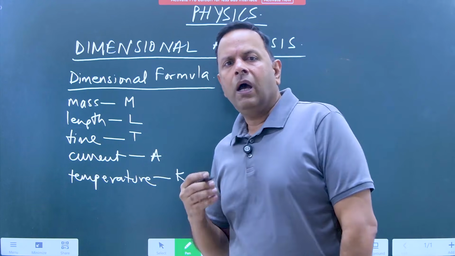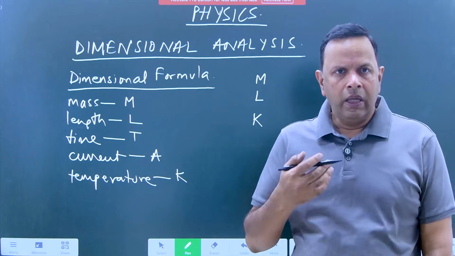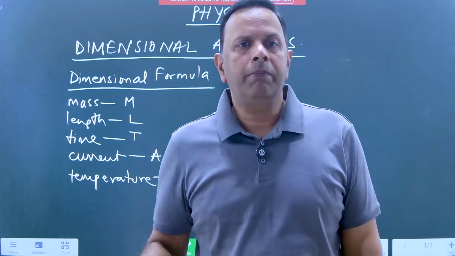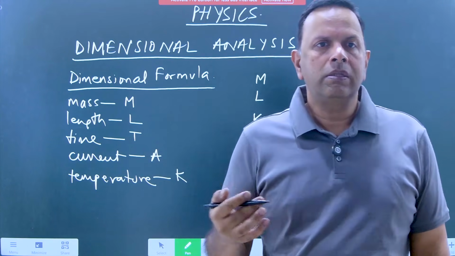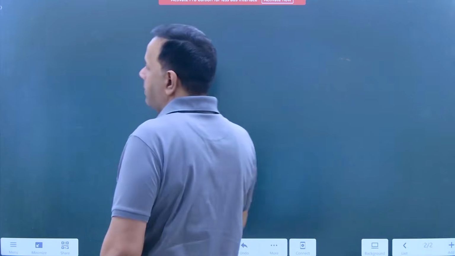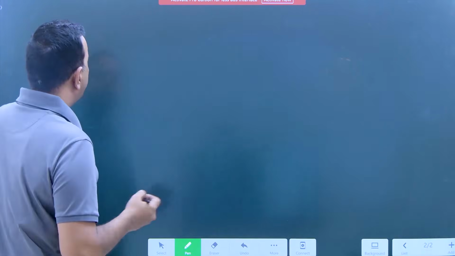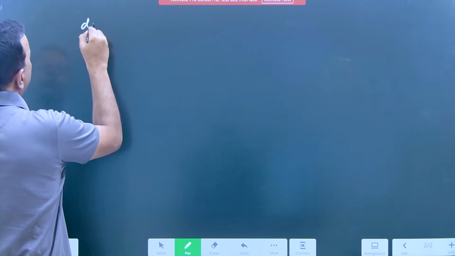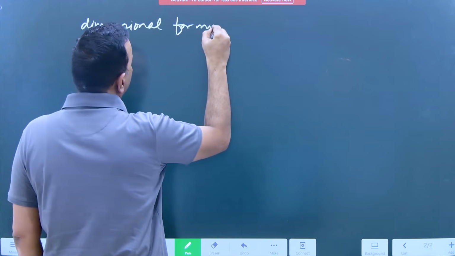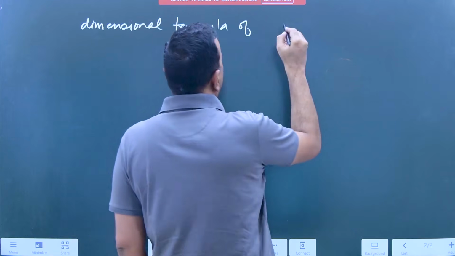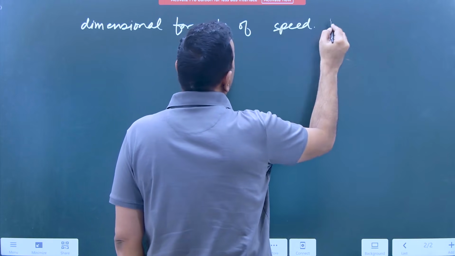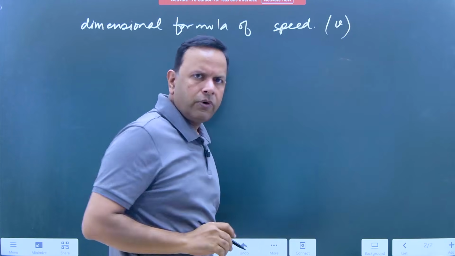Let us first see how I write the dimensional formula. Let me take up a few examples and then I will explain what we mean by the dimensional formula and what it represents. So straight away I am coming on to a few examples. Suppose I want you to write the dimensional formula of speed, and I'm going to use the symbol V for the speed.